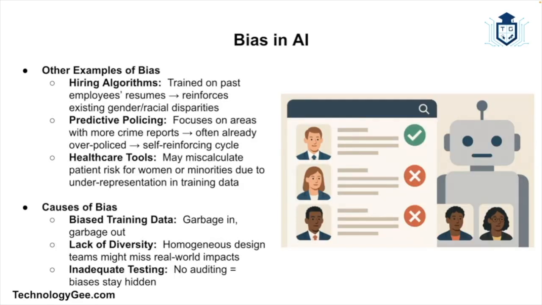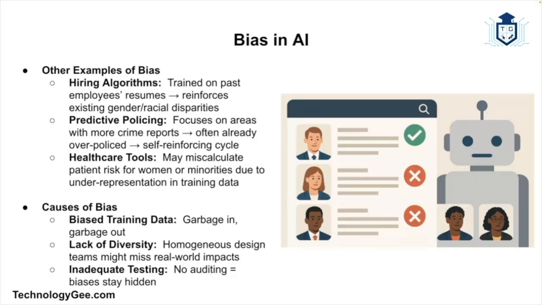And here are some other examples of biases. You have hiring algorithms that are trained on resumes from past employees. If the company historically hired mostly men, the AI might, quote unquote, learn to prefer male candidates. There are also predictive policing systems that focus on areas with high crime reports, which are often over policed to begin with, creating a feedback loop of targeting certain communities. And then there are healthcare tools that predict patient risk but underrepresent symptoms and outcomes for women or minority groups.